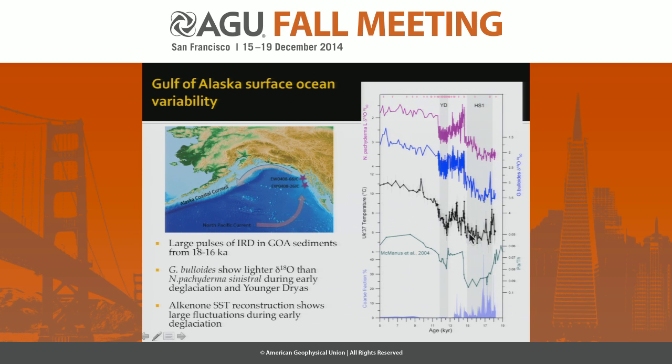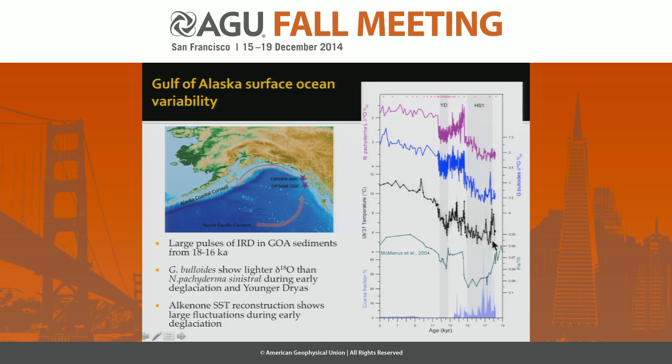And so this is the alkenone sea surface temperature record. And broadly, late glacial temperatures are about 5 degrees lower than the Holocene, with clear cooling in the Younger Dryas, and coolest temperatures sort of around H1 time. But we have these really interesting warm events early on in the deglaciation. This is, of course, the McManus record for AMOC.